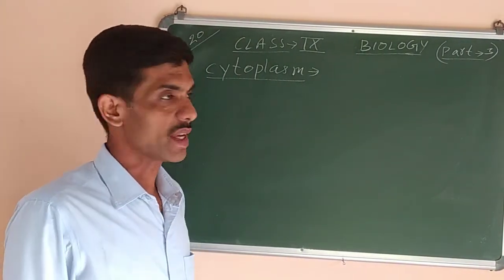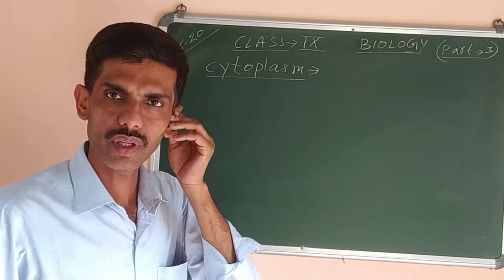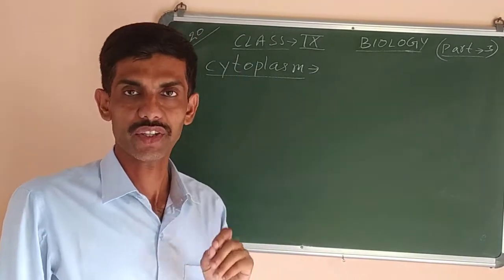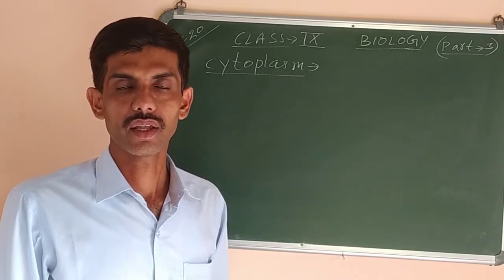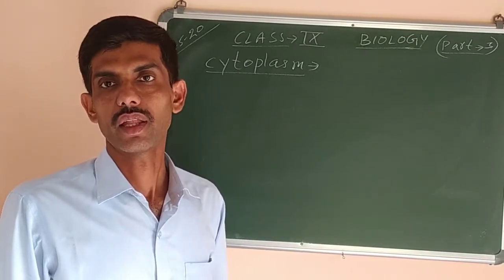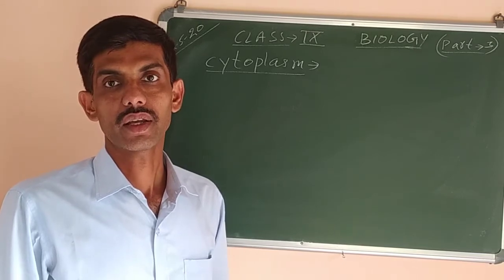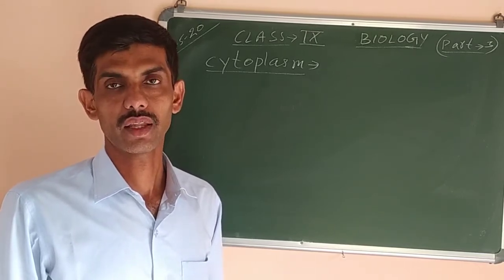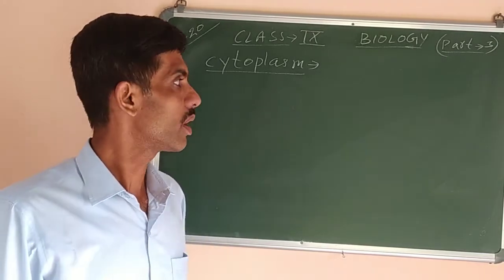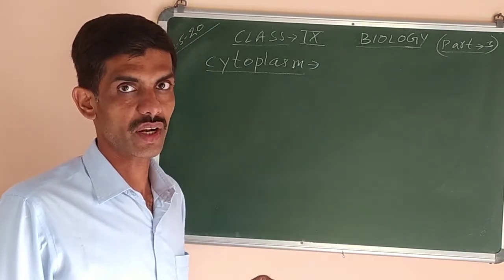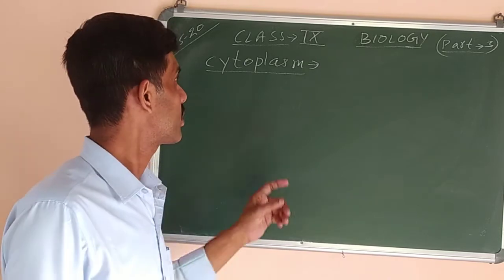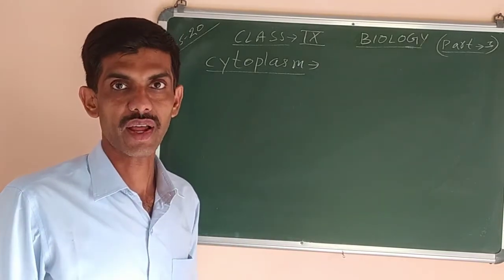In our previous class, we had already studied the nucleus, its structure, and the different parts of the nucleus, like the nuclear membrane, the nucleolus, and the chromatin network, and we also studied the functions of each of them. So we'll continue with the structure of the cell. And now we are coming to the second part, that is cytoplasm.